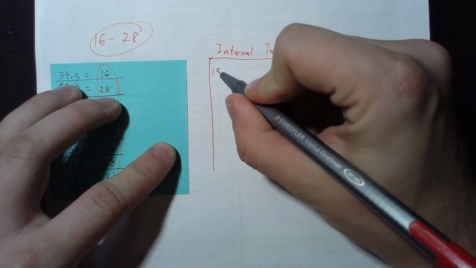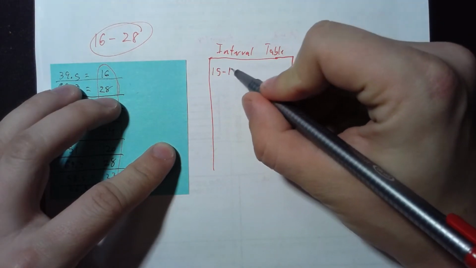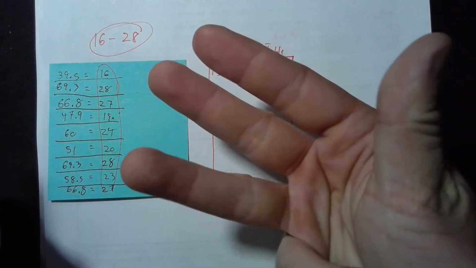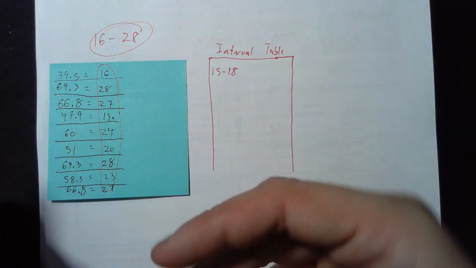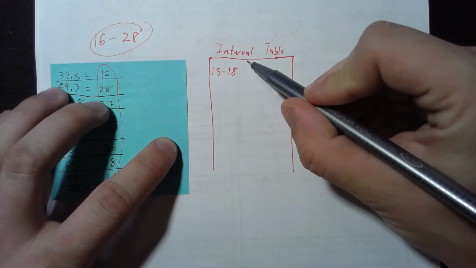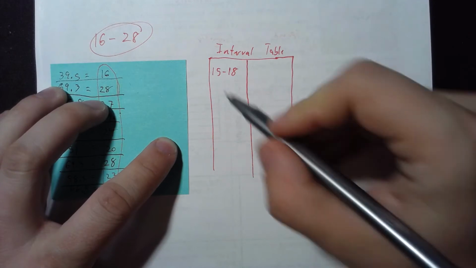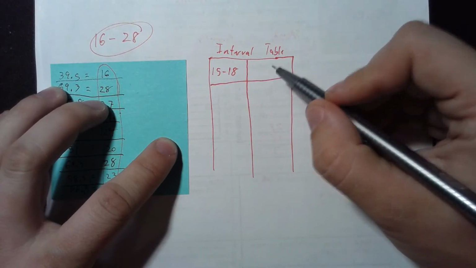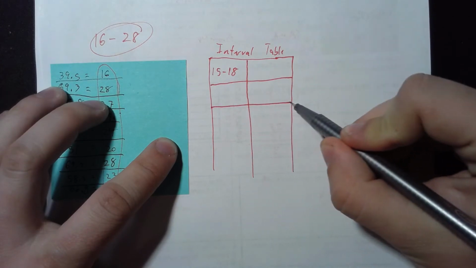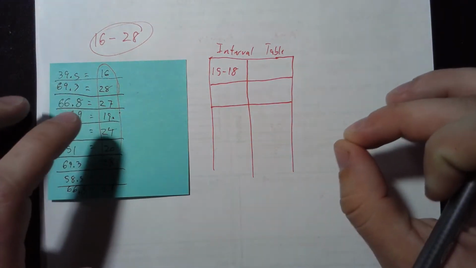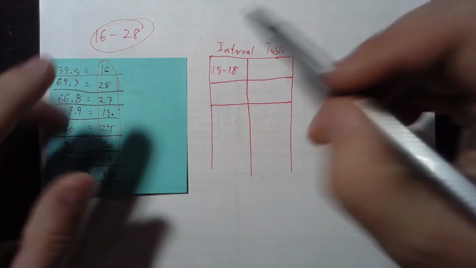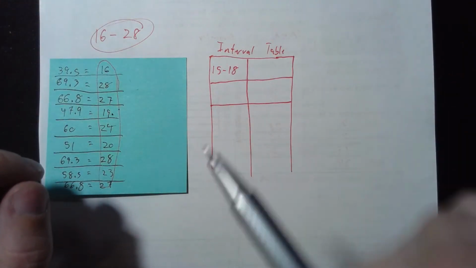So 15 to 18. So let's see. 15, 16, 17, 18. Ooh, no, I messed up. That's going to be a set of 4. Too late, I've already written it. So my interval is going to be off to my left. My data is going to be off to the right. My tallies will be over here. Another important thing, you've heard me say it in our warm-ups before, but your intervals can never cross. So if this one ends at 18, I need to start at 19.